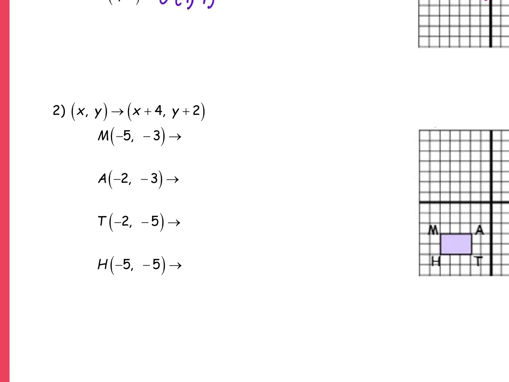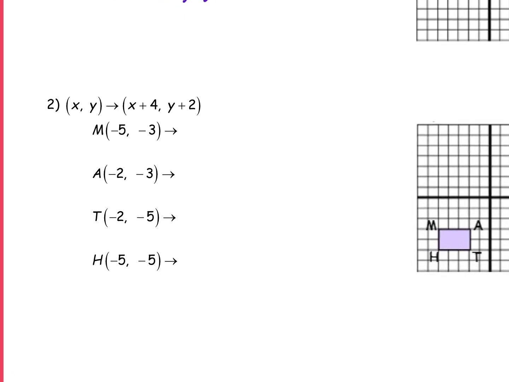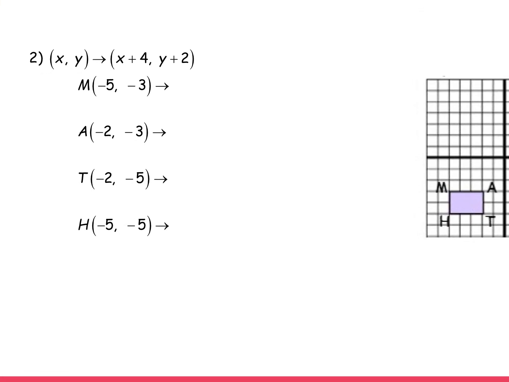And number 2 here. Let me slide this up a little bit. Okay, so what does M become? Well, let's go here. What are we doing to X first? We're adding 4. Good. And what are we doing to Y? Adding 2. So we're going to add 4 to every X, and we're going to add 2 to every Y. Do you guys want to try it, or should I do it first? Me do it first? Okay.